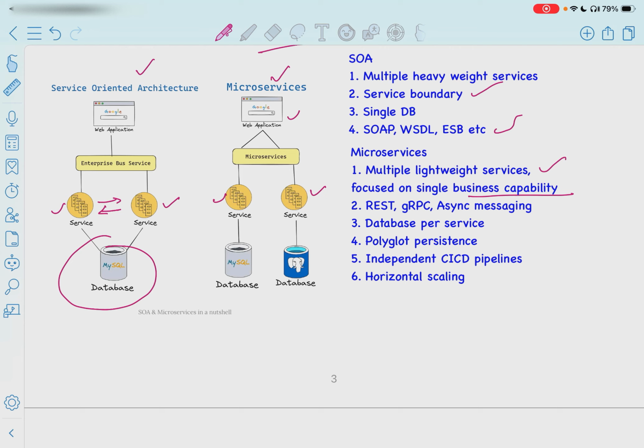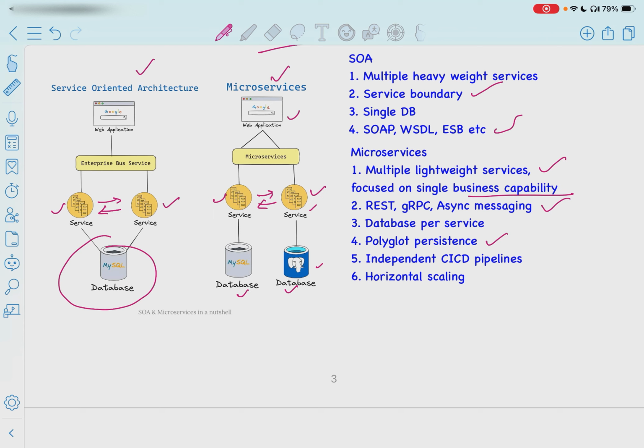If these services want to communicate with each other, then we will use light protocols like REST, gRPC, or async messaging. We might use Kafka, right? SQS. Okay. And definitely we have database per service. So this is the benefit that microservices provide us. For service A, I can use MySQL as database. For service B, I can use PostgreSQL as database. Or maybe DynamoDB. We have polyglot persistence.